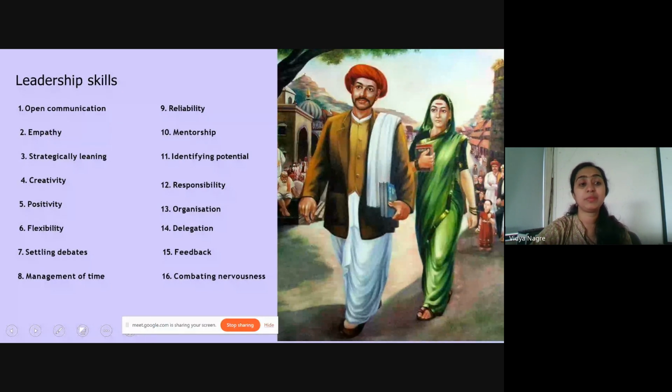The third important aspect of leadership is strategic leaning. Now, what is strategic leaning? In your class, you may have a variety of students. Not all students have the same kind of liking or aptitude, right? It is the same in your group of colleagues also. If you are leading a team of colleagues, a team of teachers, it is the same for you also.